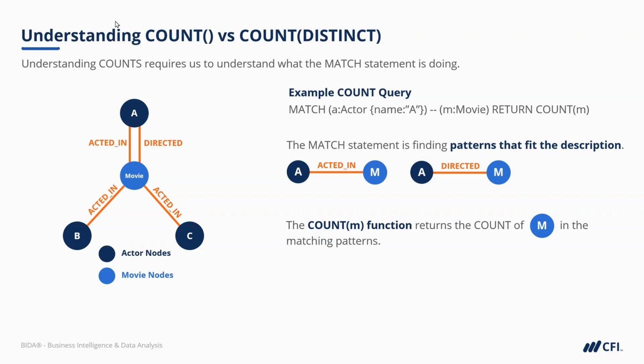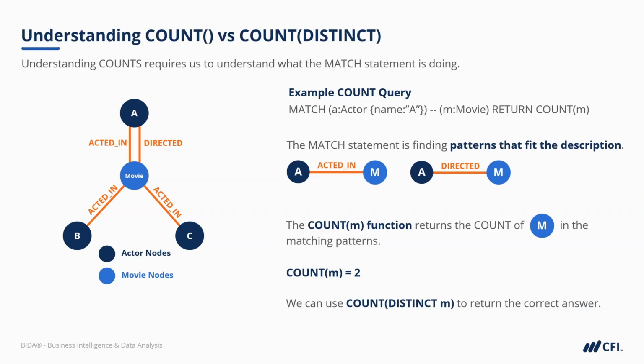In my opinion, this is one of the keys to getting your head around graph databases. The match statement is looking for patterns that match. The return statement is simply summarizing the results in some way, and so the count of m in this case is 2. If we truly want to know how many unique movies actor A has been involved with, we need to use a count distinct to return the correct answer.